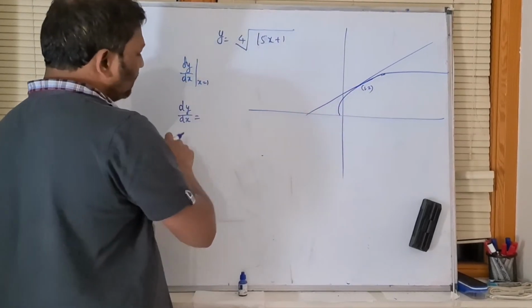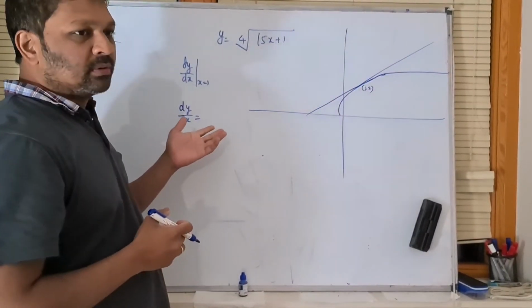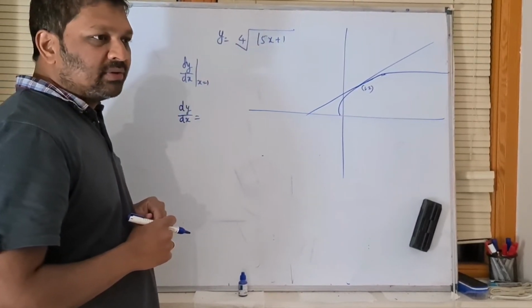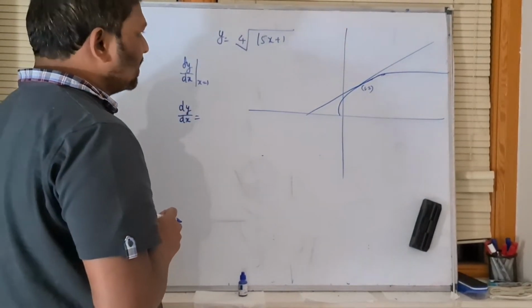When we are doing dy by dx, that means we are finding the slope of this one. But how do you find the slope? You need to differentiate the equation. This is the curve equation. You need to differentiate it.